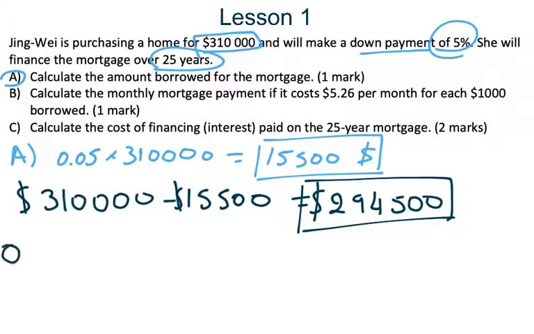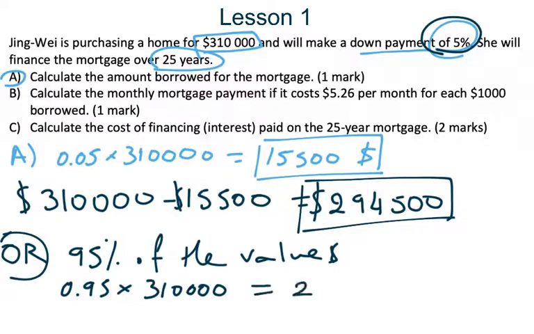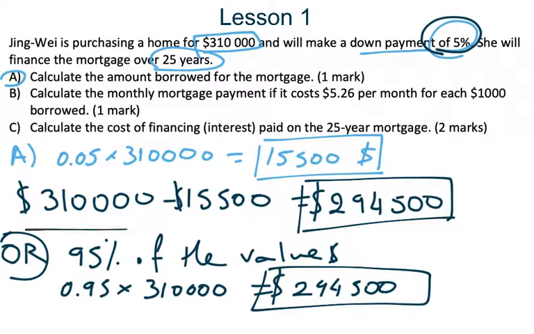Another way you could do it is saying, well, she's going to put a down payment of 5%, so she needs to borrow 95% of the value of the house, okay? So 95% will give you 0.95 times 310,000. You're still going to get the same value here that she needs to borrow. So one way or the other for this first one.